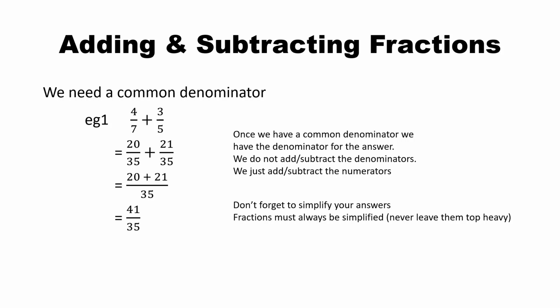How many 35s are there in 41? 1 times 35 is 35. 2 times 35 would be too much. But 1 times 35 is not quite enough. 35 is 6 less than it needs to be. So we've got a remainder of 6. We've got 1 whole 35 in 41 and a remainder of 6, which we will put over the denominator 35.